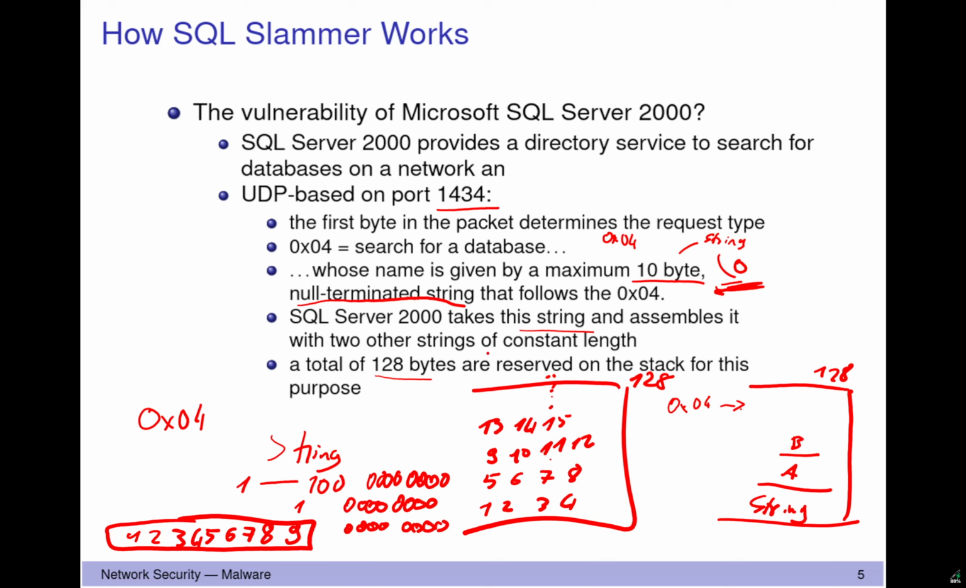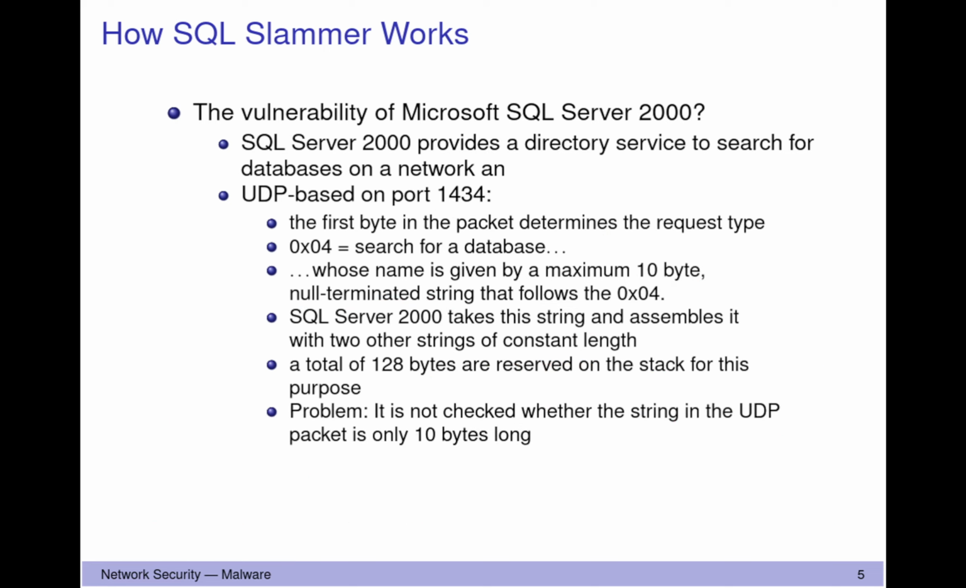And at some point you will get up here and you overwrote some previous values. And the question is, what kind of values can you overwrite? So it's not checked whether the UDP packet is only 10 bytes long. So that's the core problem, because it was allowed for the user to specify when its input ends, and whether it really ends there has not been verified.